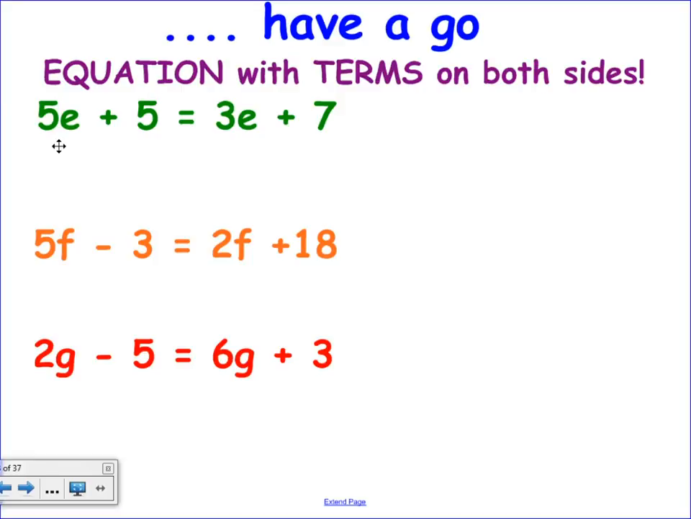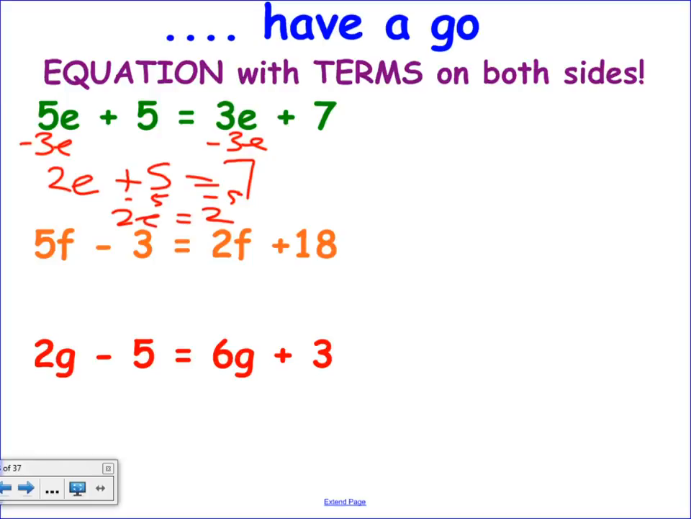First one, processes. Going to minus 3e from this side. So we're taking our smaller amount and we're going to move it across. To move it across, we put it over here. So what you do to one side, you do to the other. So 5e minus 3e is 2e. Plus 5. And that's equal to 7. Happy? Looks familiar? Two-step equation. Take 5, 2e equals 2, so e is equal to 1.